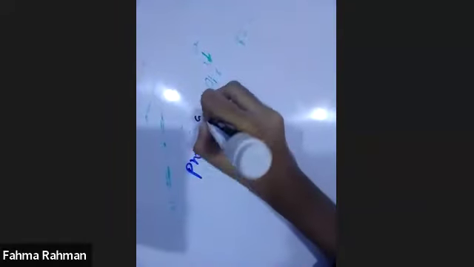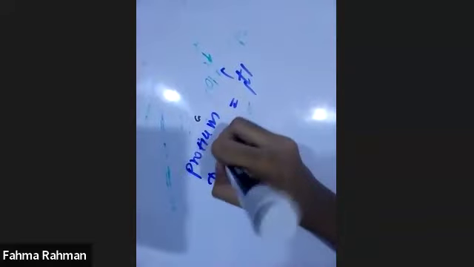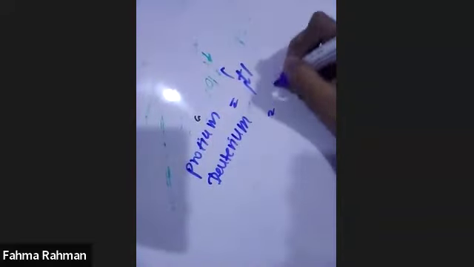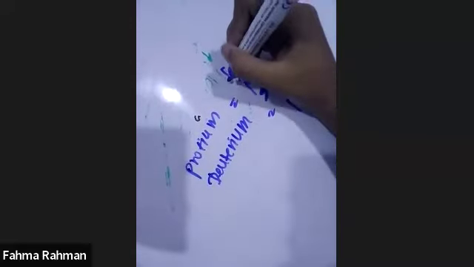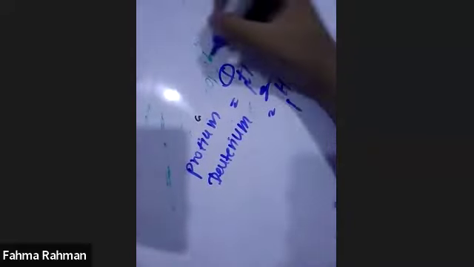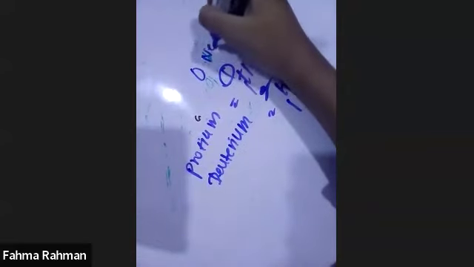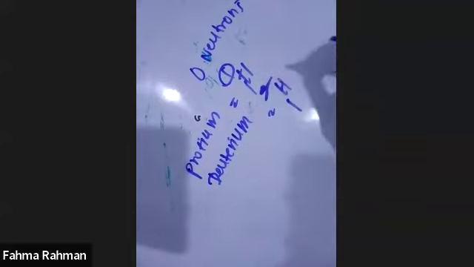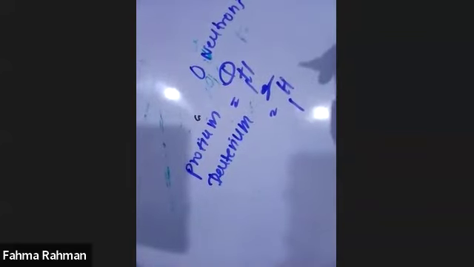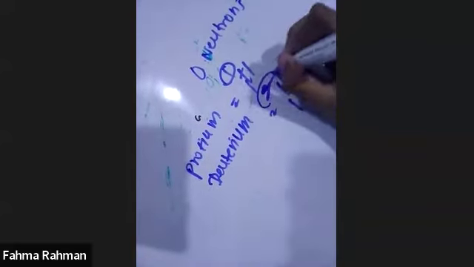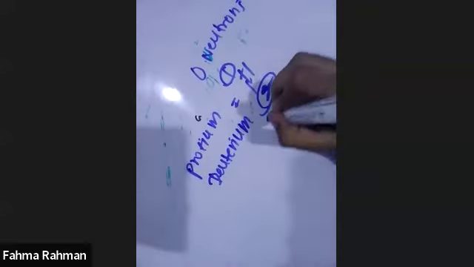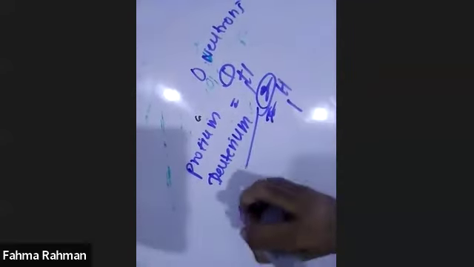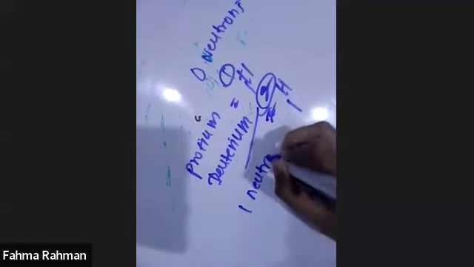Protium, if you take protium, this is the standard representation. If you take deuterium, this is the standard representation of deuterium. Protium has 1 as the mass number, which means there are 0 neutrons. Then you take deuterium. The mass number of deuterium is 2. Then there is 1 neutron.